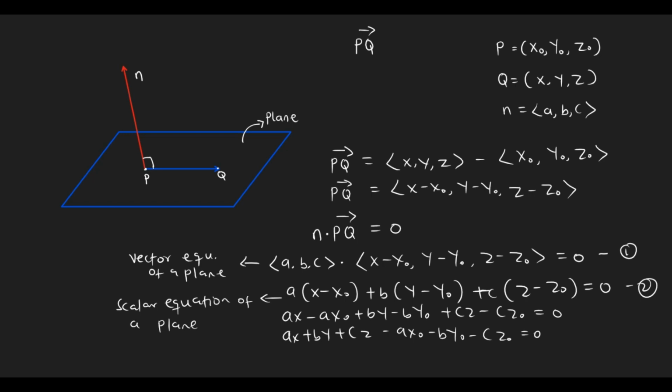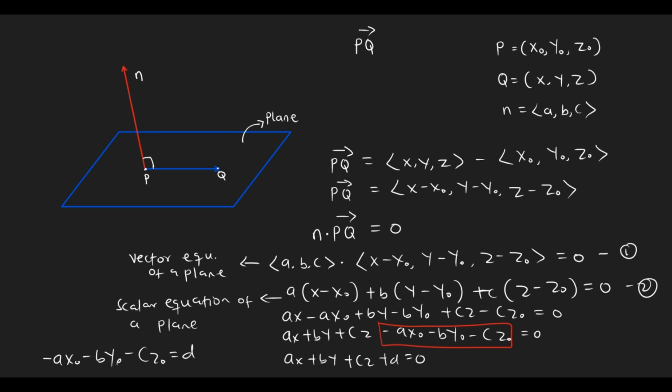What I'll do is consider these three terms here and equate them to d. So I'm going to have minus ax naught minus by naught minus cz naught to be equal to d. So I'm going to have ax plus by plus cz plus d equals 0. This is sometimes known as the general form of the equation of a plane.